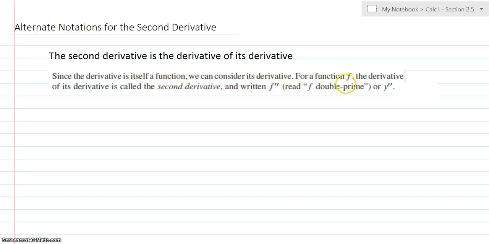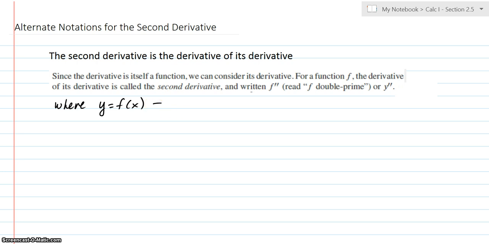So for a function f, the derivative of its derivative is called the second derivative, as we saw in the last video. It can be written as f double prime or y double prime, where y is equal to f of x. So let's go over the alternate notation. If you remember, but first I'll do the first derivative.